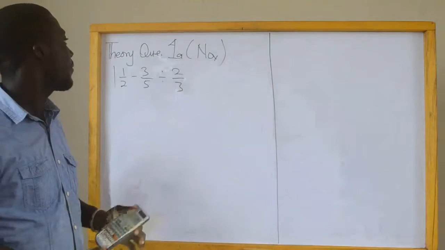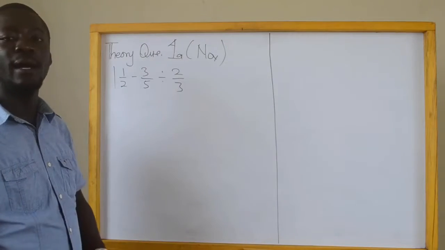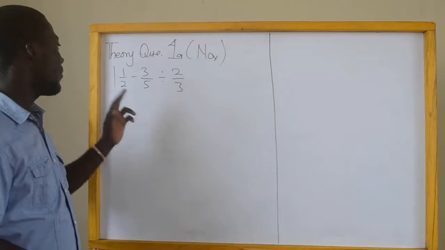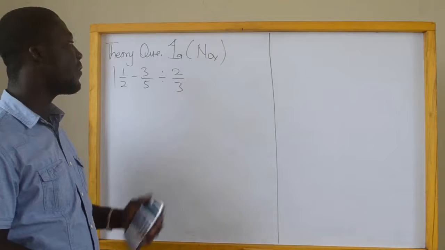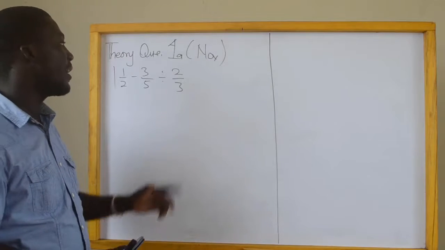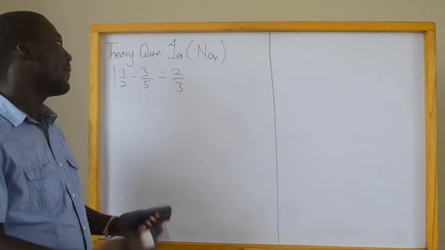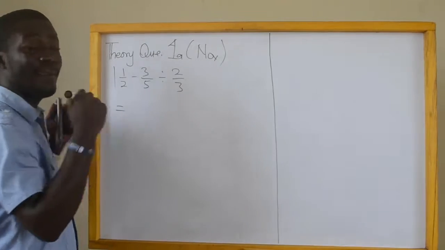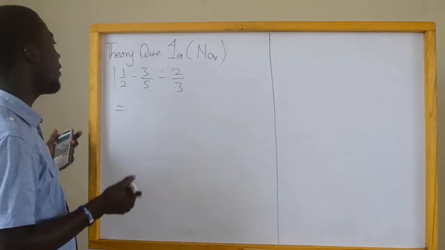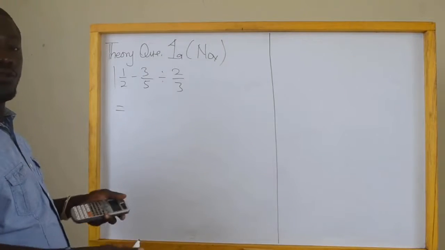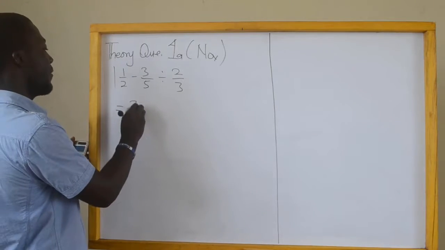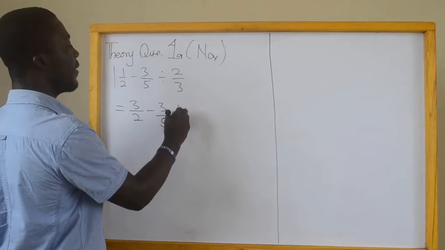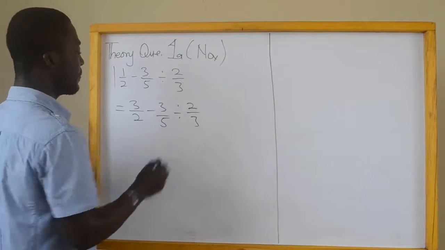Our theory question 1A, November. It is saying that we should simplify one whole number 1 over 2 minus 3 over 5 divided by 2 over 3. Our first step, we convert the mixed fraction to an improper fraction. 1 times 2 is 2 plus 1, 3 over 2, minus 3 over 5 divided by 2 over 3.